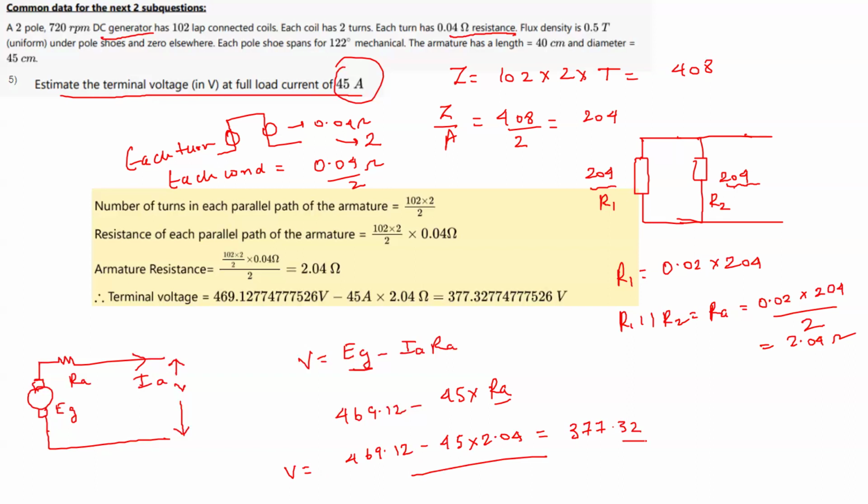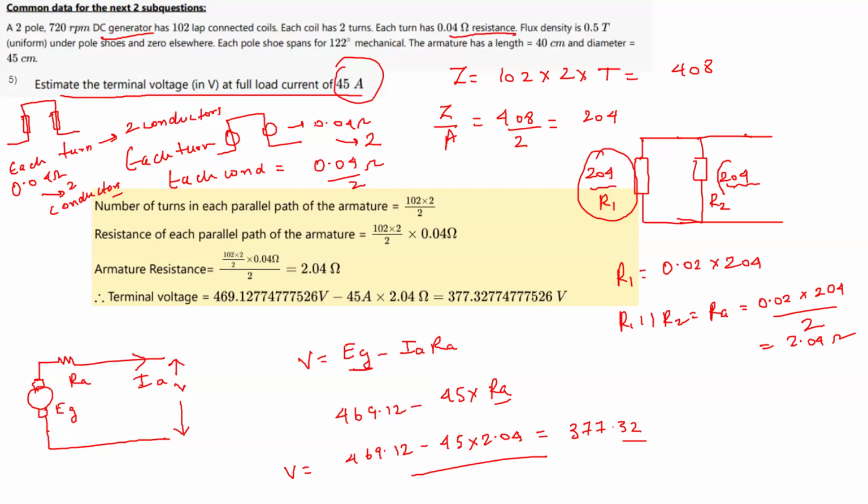Did you understand what I did? First, I calculated the number of conductors per parallel path. But here they have not given the resistance per conductor, they have given the resistance per turn. And in each turn, there are two conductors. So they have given this resistance value for two conductors, 0.04 ohm for two conductors. So this is how you can do it. Is this question clear?